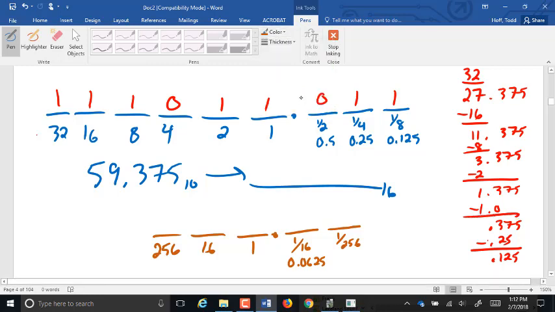So if we start out with that 59, can we get a 16 out of there? Yeah, 16 times 3 is 48. That's going to leave us 11.375. So we can get 3 16s. Ones, we can get 11 of them out of there, can't we? So that's going to be a B. Leaves us with 0.375. How many 0.0625s can I get out of that? 6. So it's 3B.6.